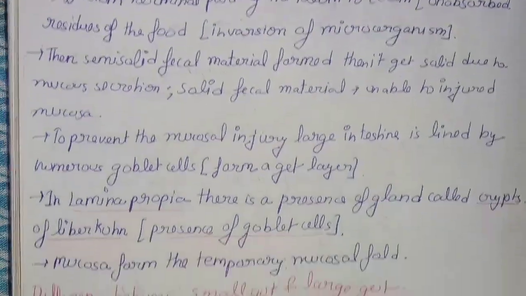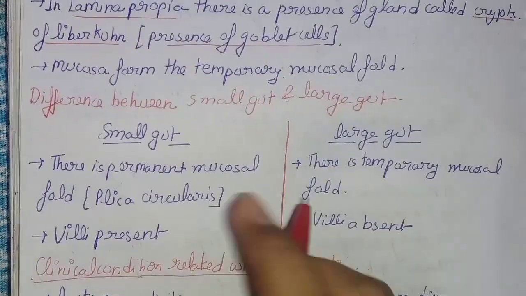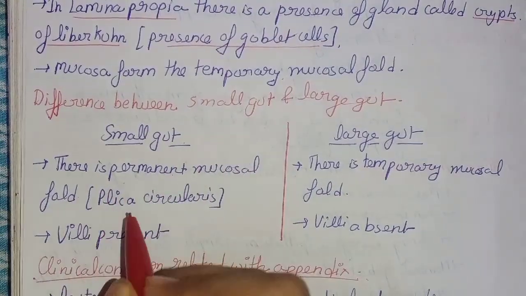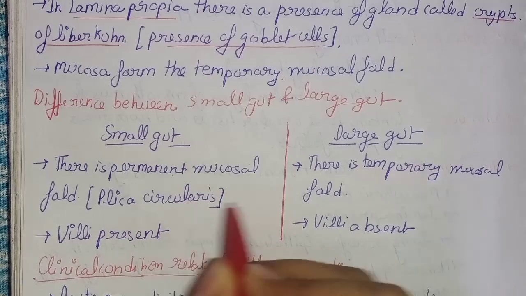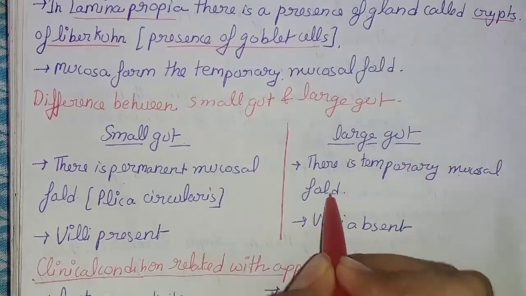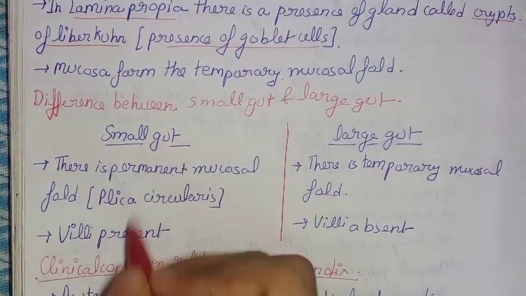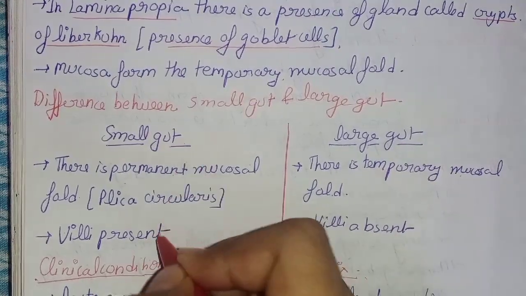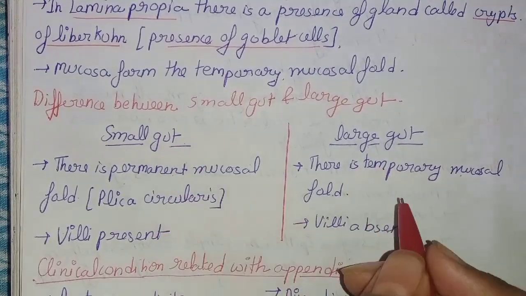Now coming to the difference between the small intestine and the large intestine. As you can see, in the small intestine there is a permanent mucosal fold, which is called plica circularis, and in the large intestine there is a temporary mucosal fold. Now villi are present in the small gut and villi are absent in the large gut. So the small gut has more reabsorption than the large gut.